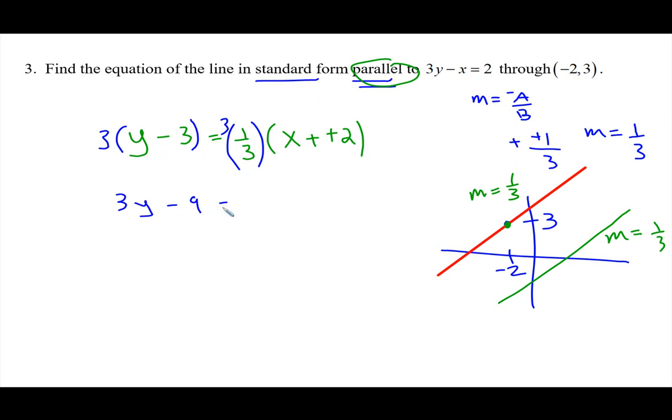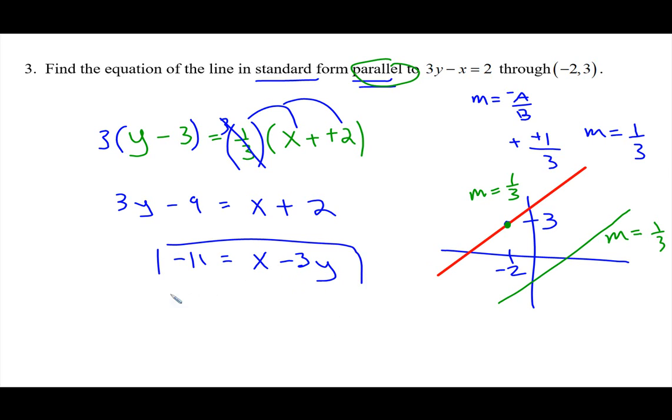3y minus 9 is equal to, distribute this 1, so basically I'll get 1x plus 2. And once again, if we're trying to get into standard form, the x here is already positive, so I would leave it there. I would bring the y over to this side, so I'm going to minus 3y. I'm going to get rid of the 2, minus 2 here, minus 2 here. I get negative 11. And then I've got standard form, right?